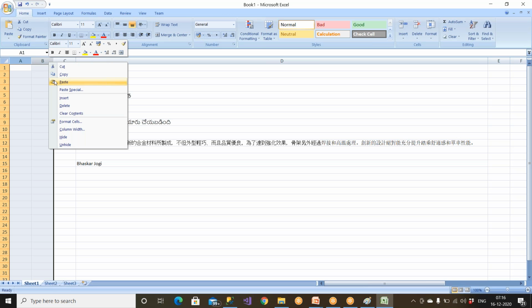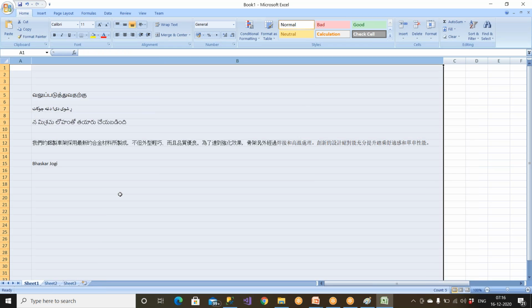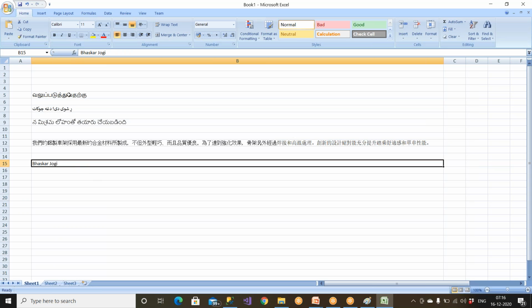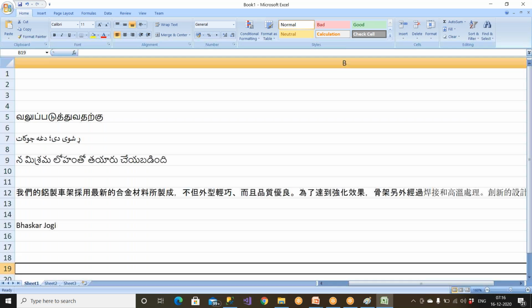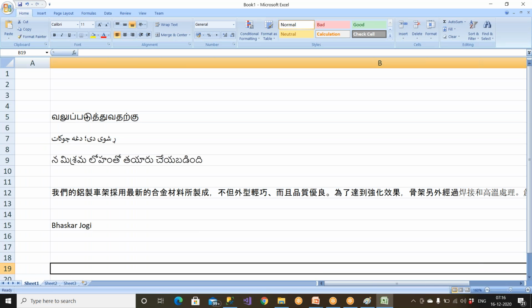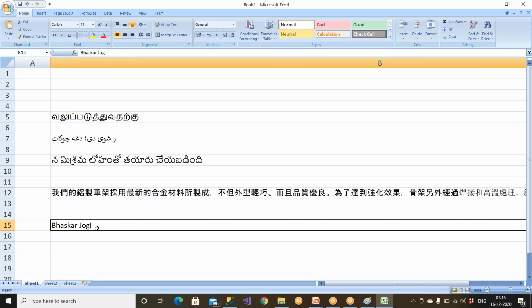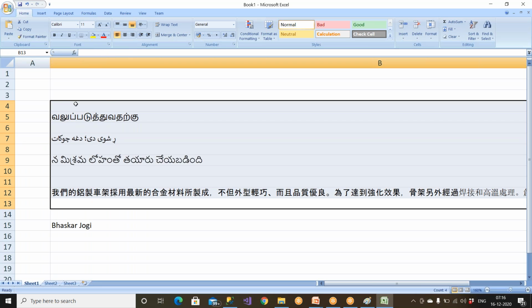Clear? So Unicode data means it is supporting all languages, including English and other languages. This is what is called Unicode data I'm talking about. Clear? So not only English, plus other languages as well. All these are called Unicode data that you can have anytime.